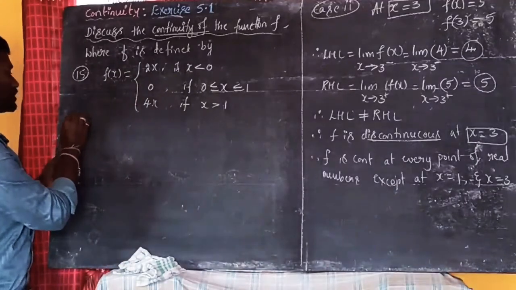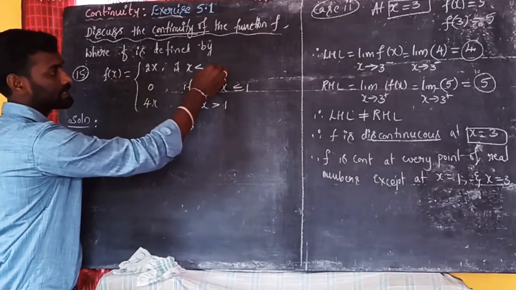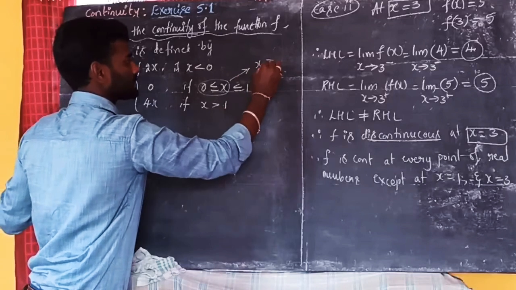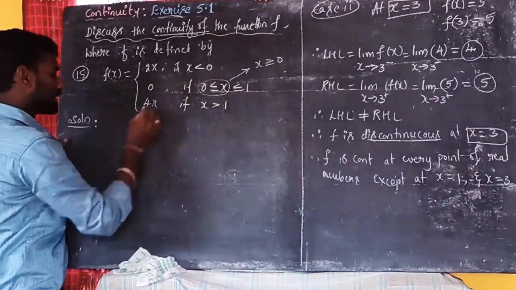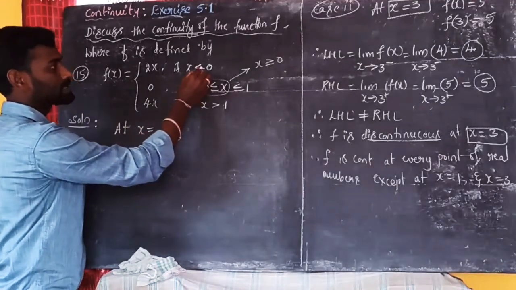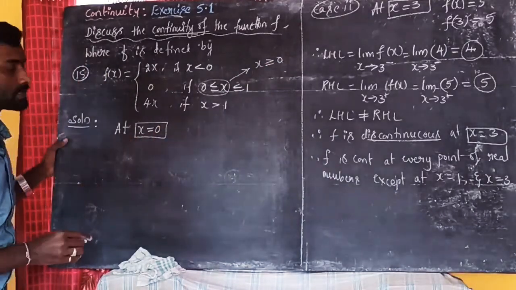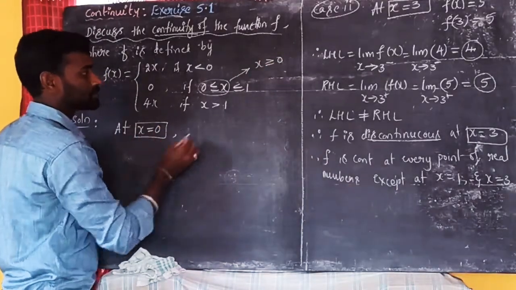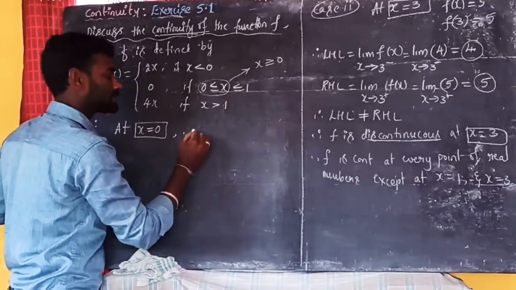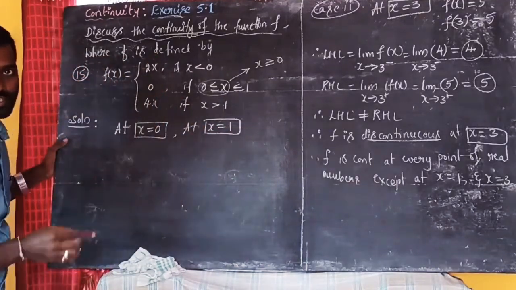Here observe guys, solution. Here x is less than 0 is there. Here 0 is less than or equal to x means that can be written as x is greater than or equal to 0. So we will consider this point, x is equal to 0, since here it is less than 0, greater than 0, equal to 0. So you have to check the continuity at this point. Next, at x is equal to 1, here less than, equal to and greater than. So you have to consider this point also. At x is equal to 1 also you have to check whether this function is continuous or not.